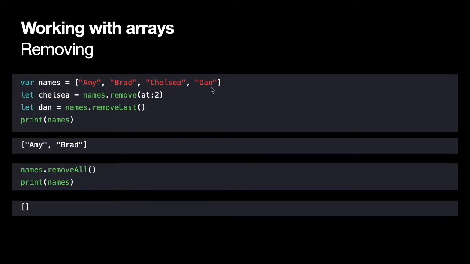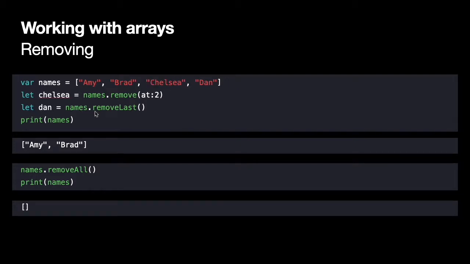Here we have an array of 4 strings. We can remove an element at a specific index. In this case, we're removing at index 2, which means we will remove the 3rd element. When we remove the 3rd element, in addition to reducing the size of our array down to 3 elements, the value is returned. And in this case, we're initializing a new constant Chelsea, which is of type string, with the value of the string that was at subscript number 2 in the array.